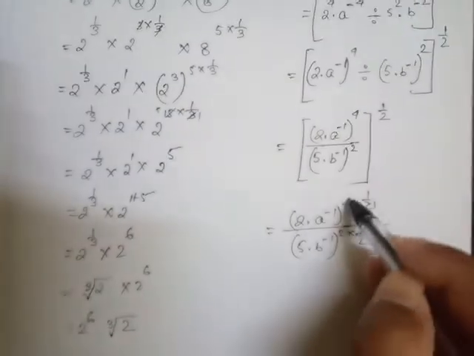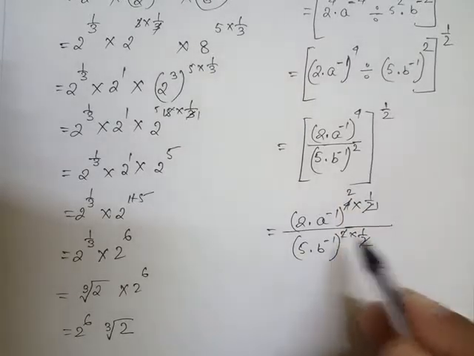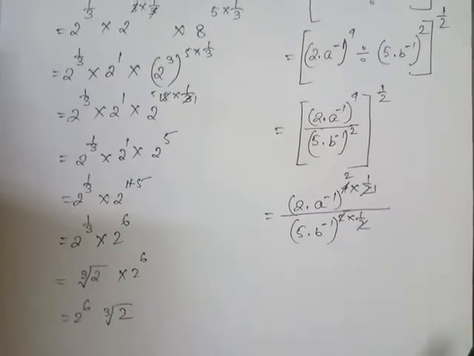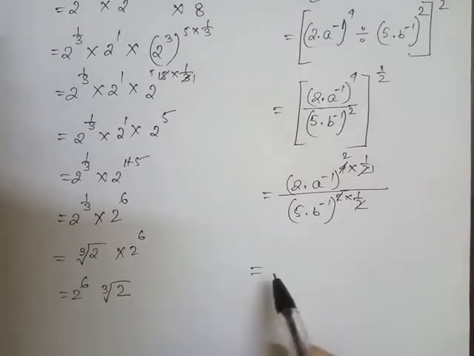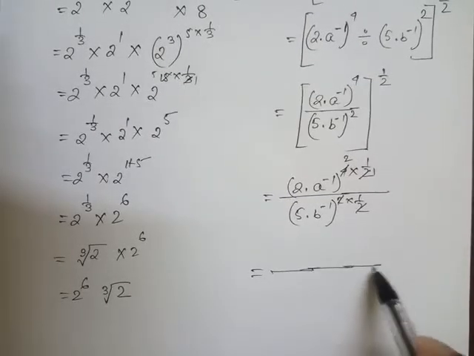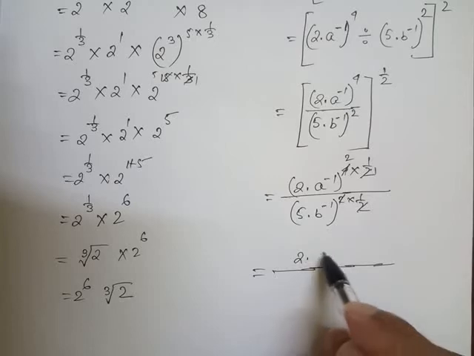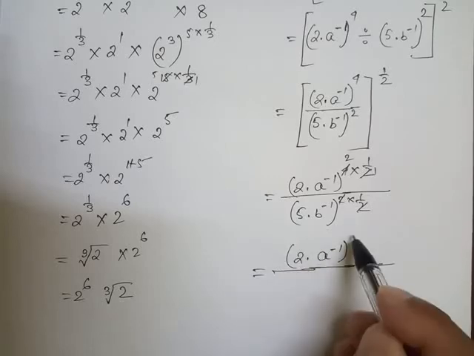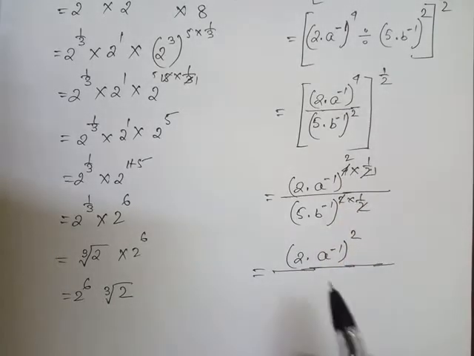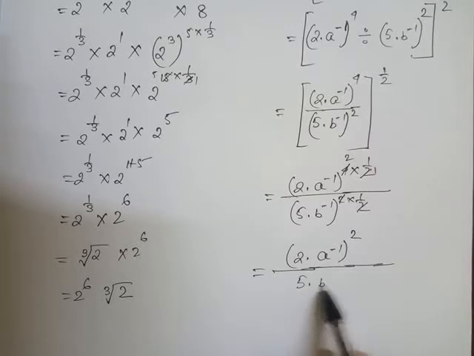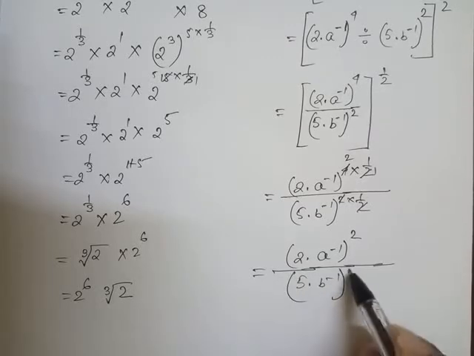Now the 2s cancel, 2 and 2 cancel. The remaining part would be 2 into a to the power minus 1 whole square, and 5 into b to the power minus 1 whole to the power 1.